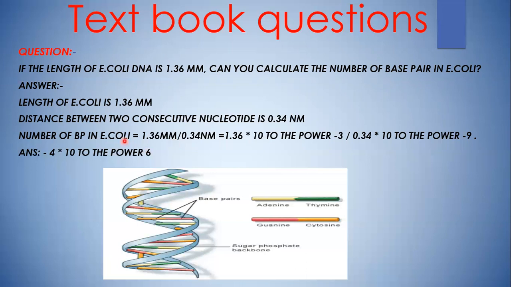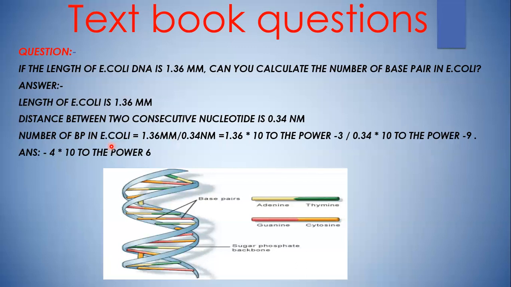So we have to bring these two units to meter. We cannot solve a question in different units, so we have to bring them to the same unit, meter. So 1.36 millimeter and here it is 0.34 nanometer. So 1.36 into 10 to the power minus 3 divided by 0.34 into 10 to the power minus 9. So the answer will be this. This is your NCERT textbook question. I hope it is clear.